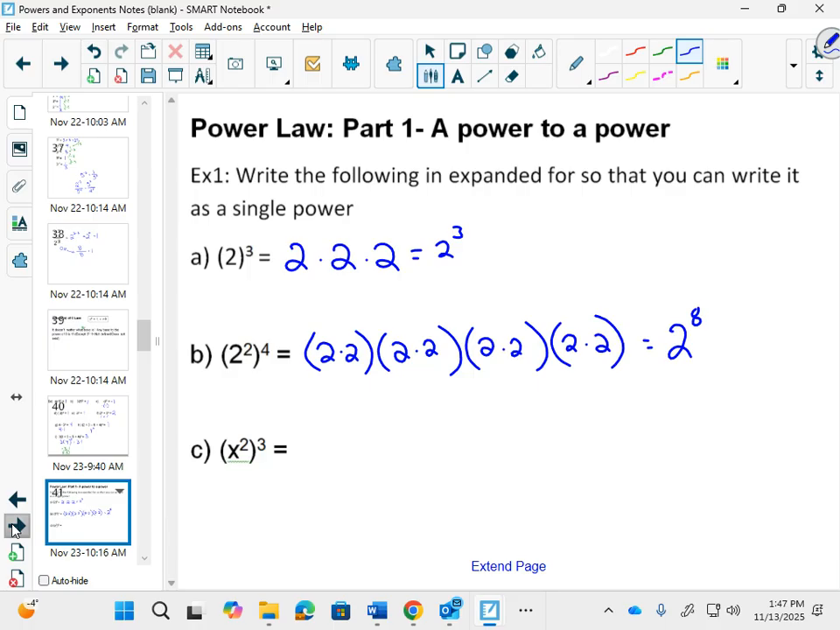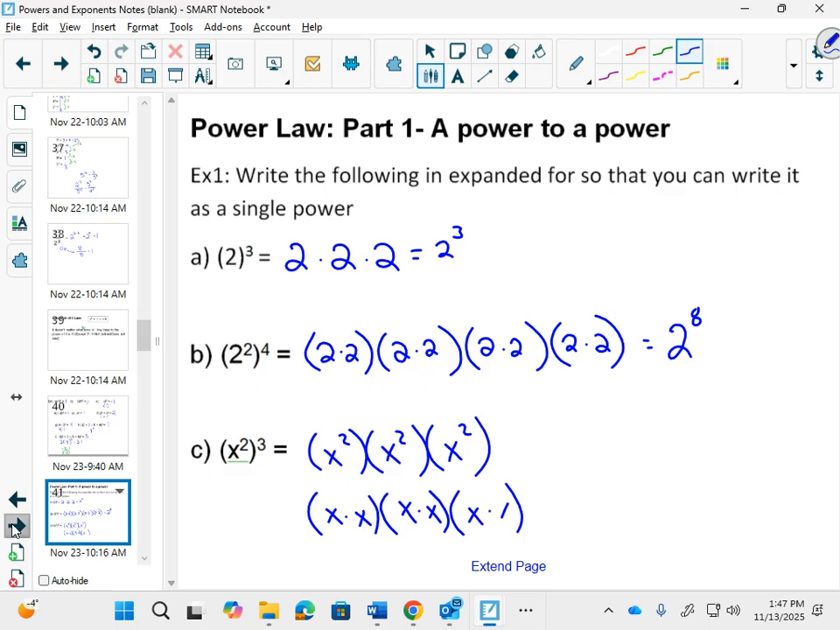There's a shortcut. X squared cubed. Well, the cubed would mean I have x squared 3 times. And x squared means x times x. How many x's do we have? 6. We have 6 of them.